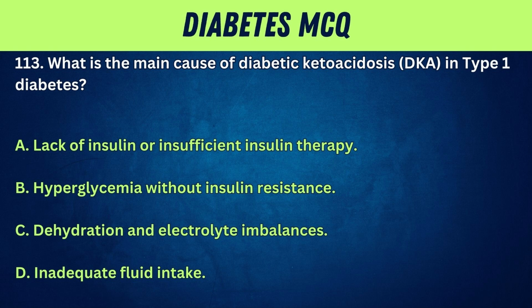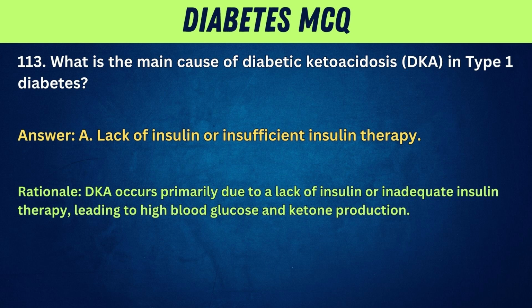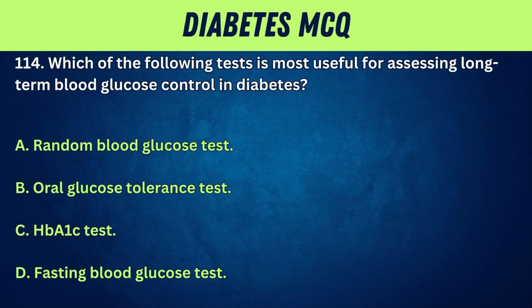A. Lack of insulin or insufficient insulin therapy. B. Hyperglycemia without insulin resistance. C. Dehydration and electrolyte imbalances. D. Inadequate fluid intake. Answer. A. Lack of insulin or insufficient insulin therapy. Rationale. DKA occurs primarily due to a lack of insulin or inadequate insulin therapy, leading to high blood glucose and ketone production.